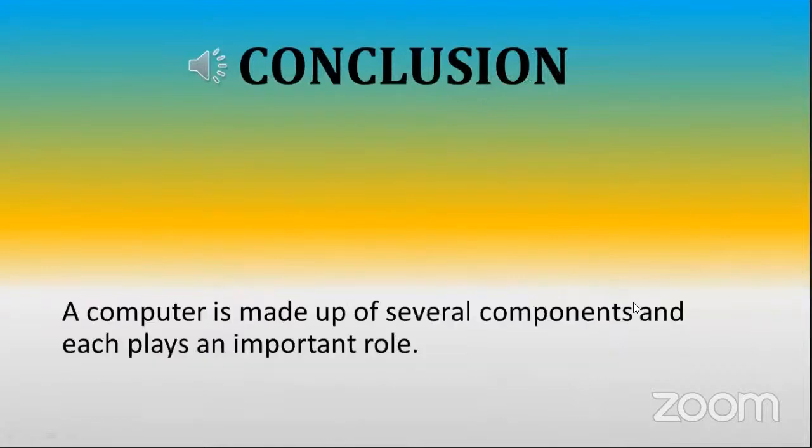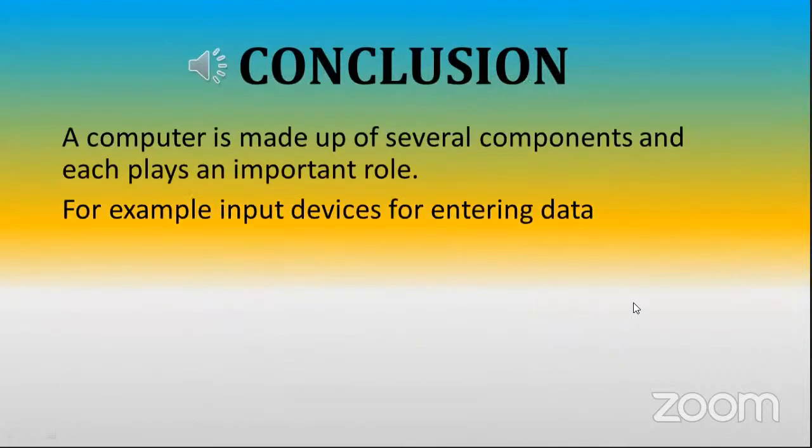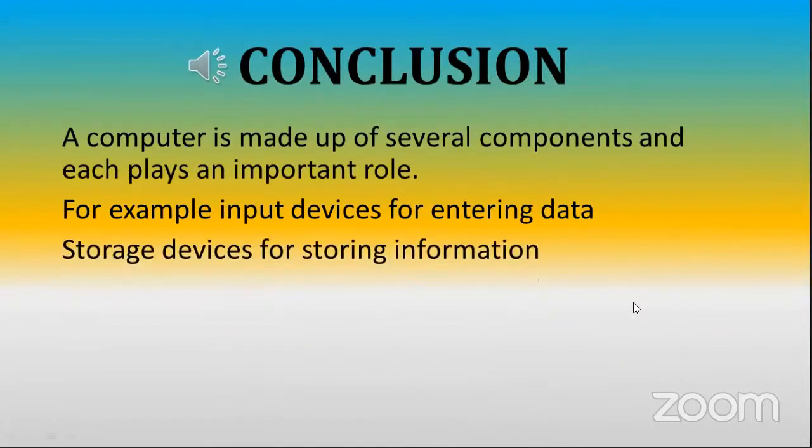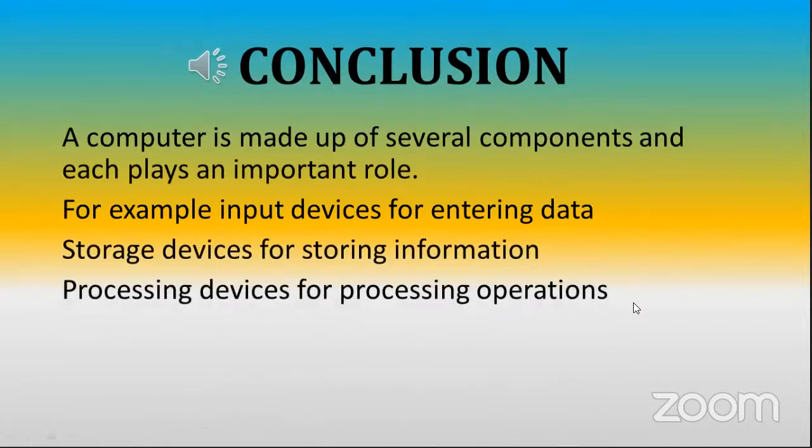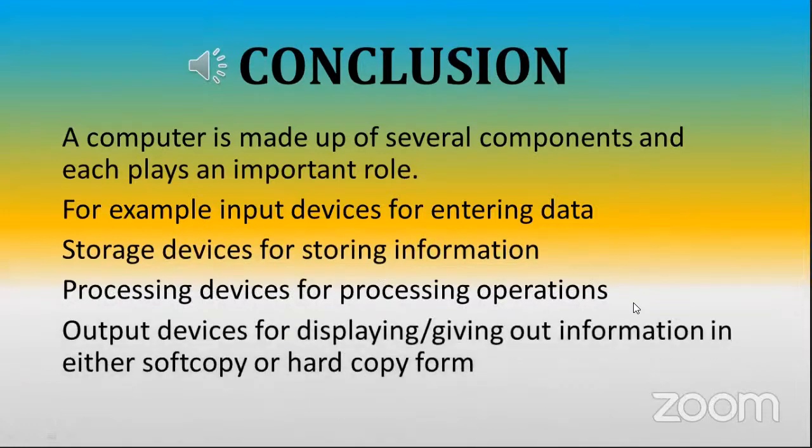Then, in conclusion, we are saying that a computer is made up of several components and each plays an important role. For example, input devices for entering data, storage devices for storing information, processing devices for processing operations, for example, transforming data into information. Then output devices for displaying or giving out information in either soft copy or hard copy form.